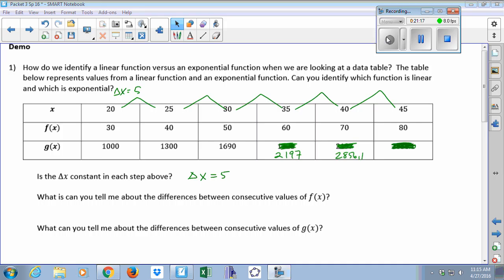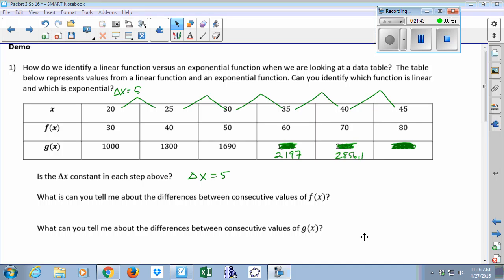f of x and g of x are two different functions. So let's take a look at f of x first. It asks, what can you tell me about the differences between consecutive values of f of x? Consecutive values. It's not every change of 1, it's every change of 5 here. So what can you tell me about consecutive values of f of x?